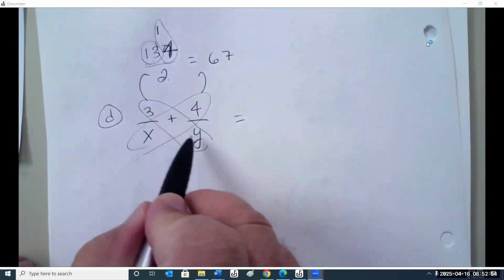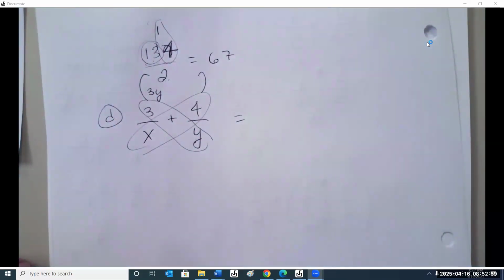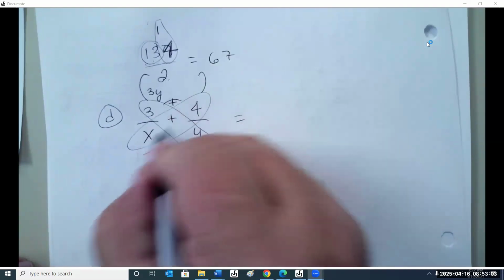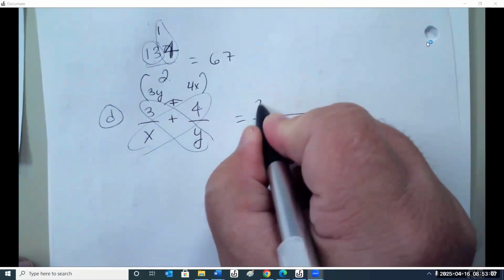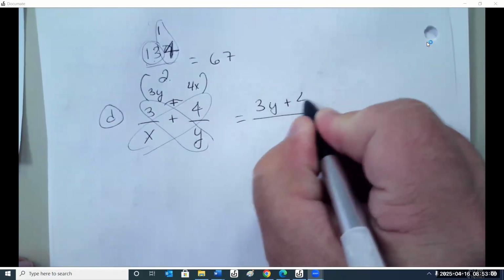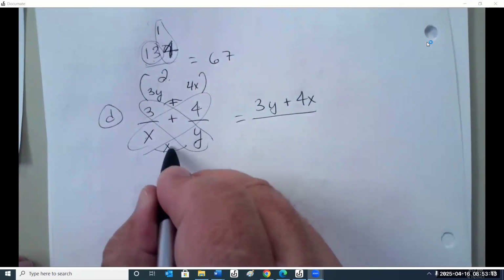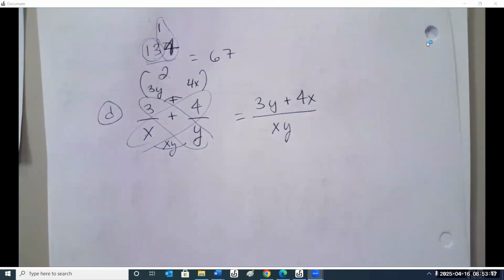So we have 3 times y is what? 3y. It's a plus sign. Then 4 times x is 4x. So the top is 3y plus 4x. X times y is xy. There's your answer. You don't need numbers.